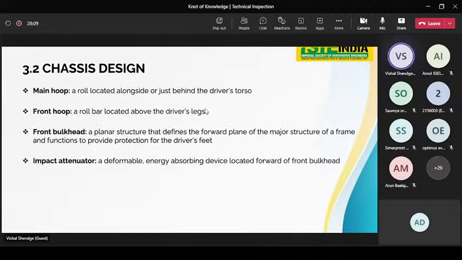Main hoop: a roll hoop located alongside or just behind the driver's torso. Front hoop: a roll hoop located above the driver's legs. Front bulkhead: a planar structure that defines the forward plane of the major structure of the frame and functions to provide protection for the driver's feet. And impact attenuator: a deformable energy absorbing device located forward of the front bulkhead.